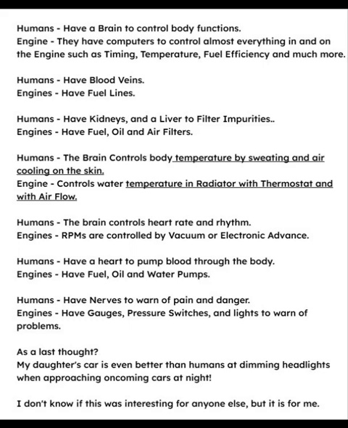In humans, the brain controls body temperature by sweating and air cooling on the skin. The engine controls water temperature in the radiator with a thermostat and with airflow. In humans, the brain controls heart rate and rhythm. In engines, RPMs are controlled by vacuum or electronic advance. Humans have a heart to pump blood through the body. Engines have fuel, oil, and water pumps.